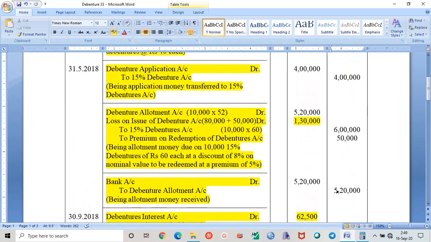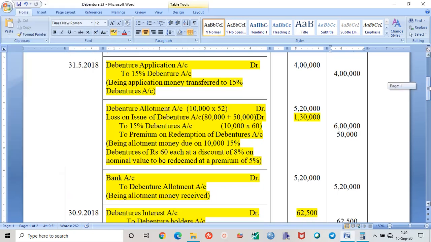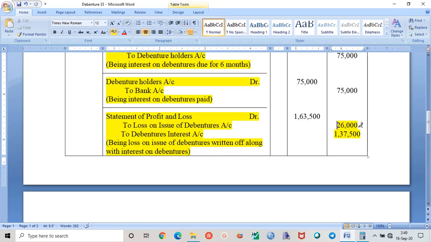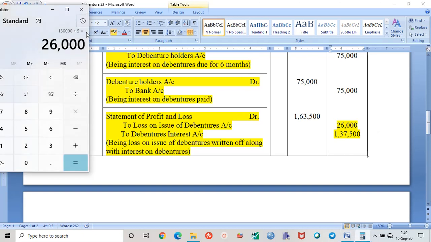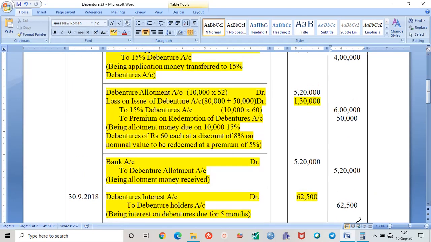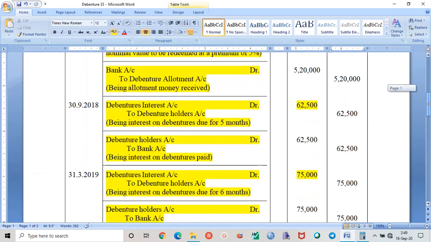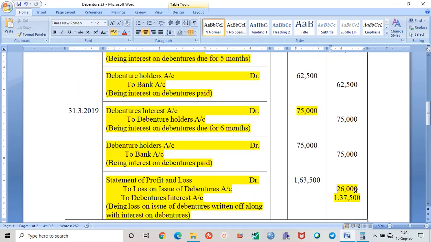So what is the loss on debenture? 1,30,000. Let us go to the calculator again. 1,30,000 divided by 5 will be how much? 26,000. So each year 26,000 will be written off. 1,30,000 is the loss on issue of debenture, and the redemption period of the debenture is 5 years. So 1,30,000 divided by 5 is 26,000 each year.